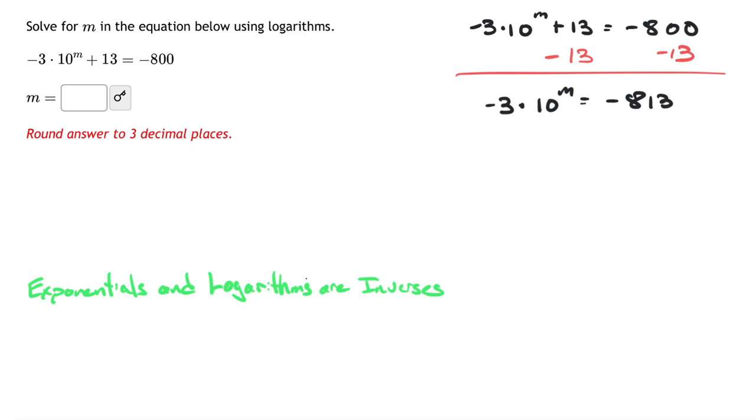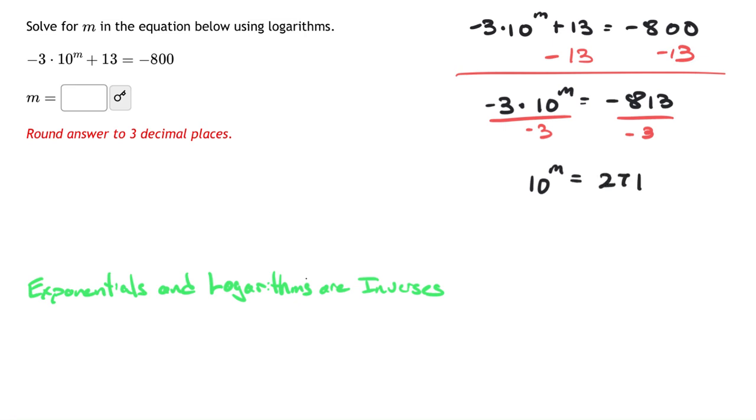We don't have any addition terms, but we do have this negative 3. And we even have a little multiplication dot here to remind you that you're multiplying. The m is only the exponent of the 10, and that is why this is multiplication. And so your very next step is going to be to divide. So you're going to divide by negative 3 on both sides. And so you have negative 813 divided by negative 3, which turns into a positive. And so you have just 10 to the m is equal to 271.